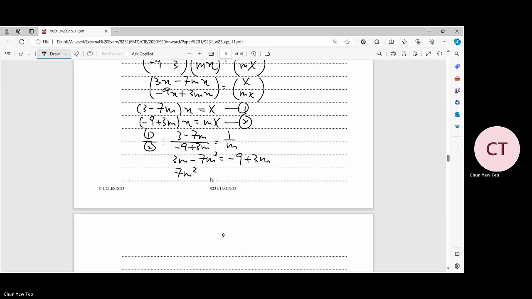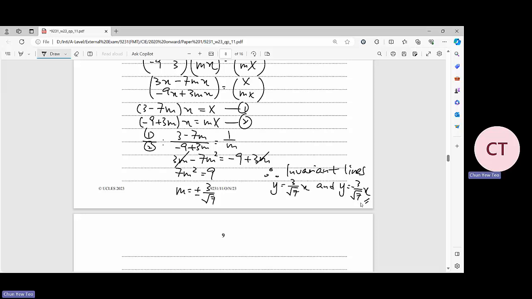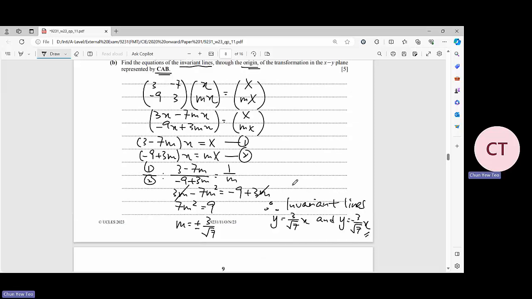7M squared. This one can cancel. Is equal to 9. That means my M is equal to plus minus 3 over 7. So therefore, the invariant lines will be Y equals 3 over 7X and Y equals negative 3 over 7X. So these are the two invariant lines that we need to find. Just like that. Done for the part B.